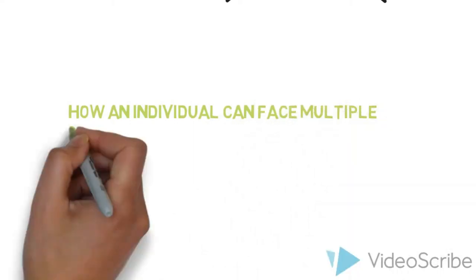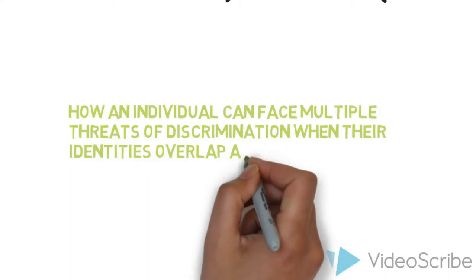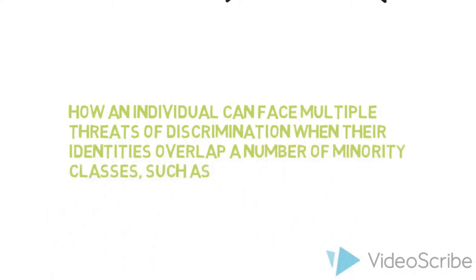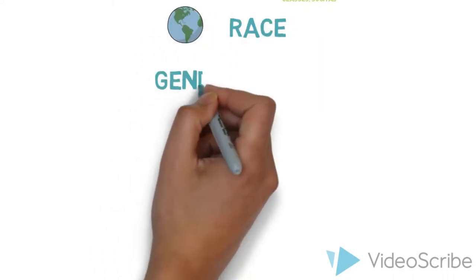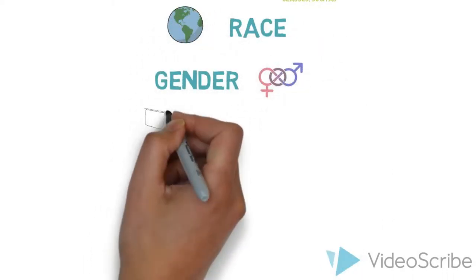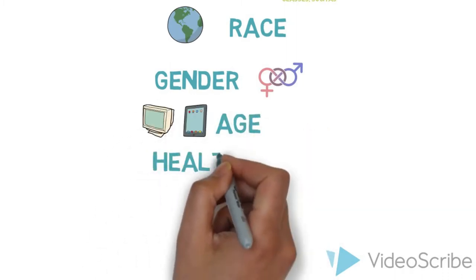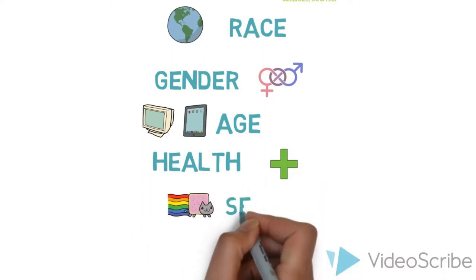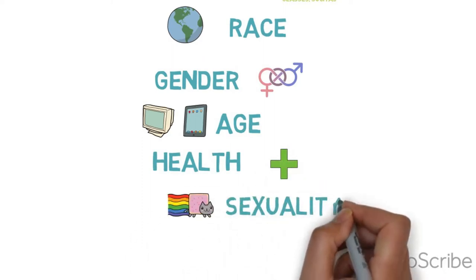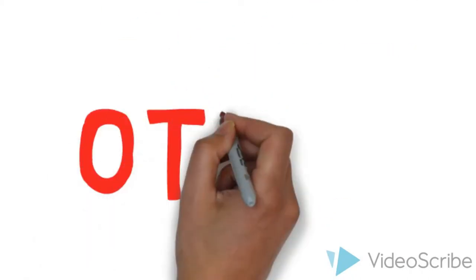And these intersections explain how an individual can face multiple threats of discrimination when their identities overlap a number of minority classes, such as, but not limited to, race, gender, age, health, and sexuality. And of course, as I've said, there are so many others.